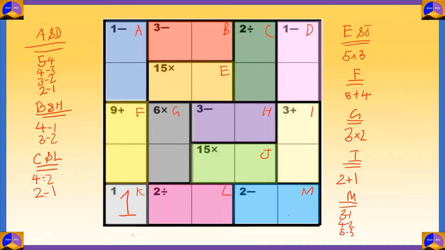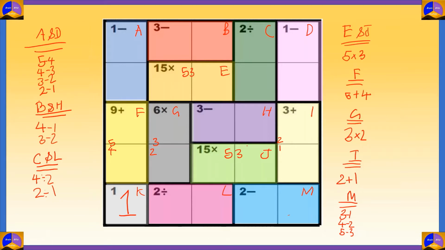Now let's write down the cages, the numbers which have one option. So cage E 5 and 3, cage J 5 and 3, cage F 5 and 4, cage G 3 and 2, cage I 2 and 1. Now let's start solving it.